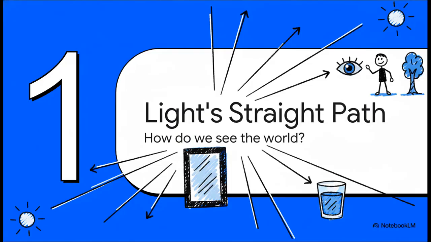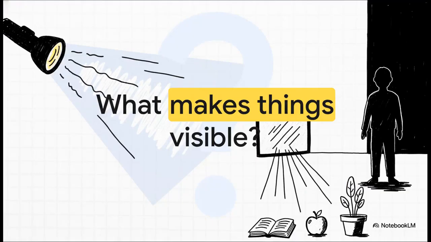All right, let's start with a question that seems really simple on the surface, but it's actually the key to everything else we're going to talk about. What is it that actually makes things visible? I mean, think about it. In a pitch black room, you see absolutely nothing. You flip a switch, and suddenly the whole world appears. Why? Well, the answer is surprisingly simple, and it all boils down to reflection.